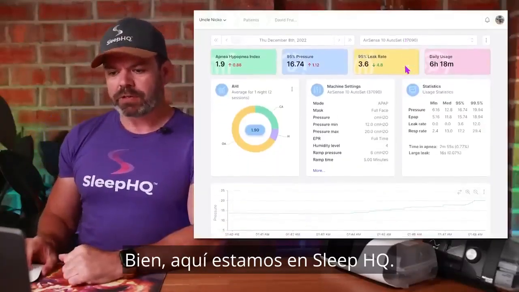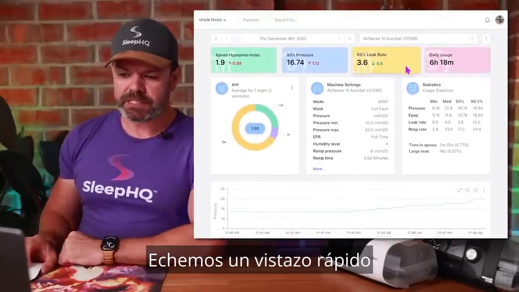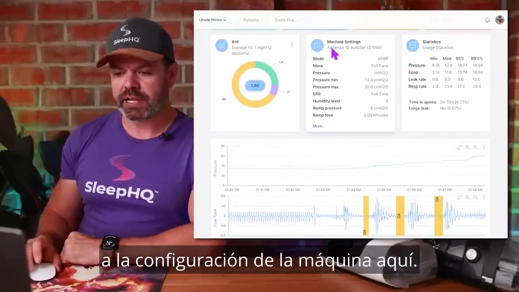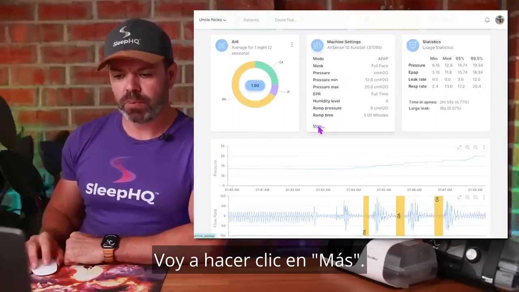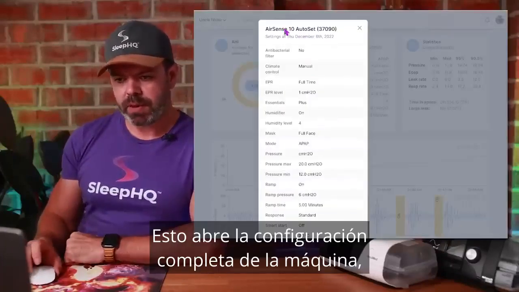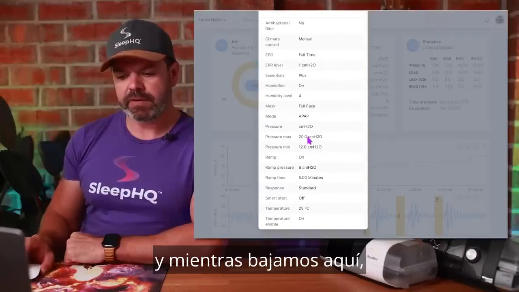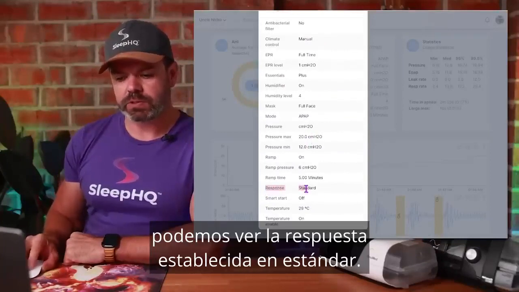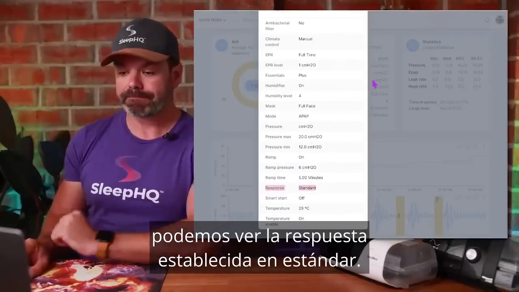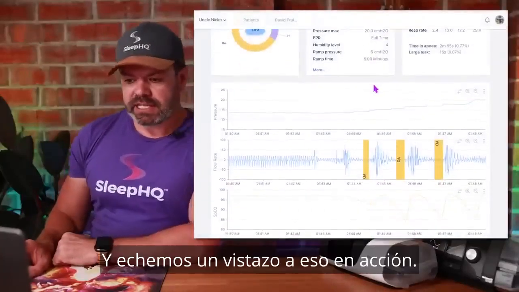Okay, so here we are on SleepHQ. This is the dashboard. Let's just quickly take a look at the machine settings here. I'm going to click more. This pulls up the full machine settings. And if we come down here, we can see response set to standard. And let's have a look at that in action.